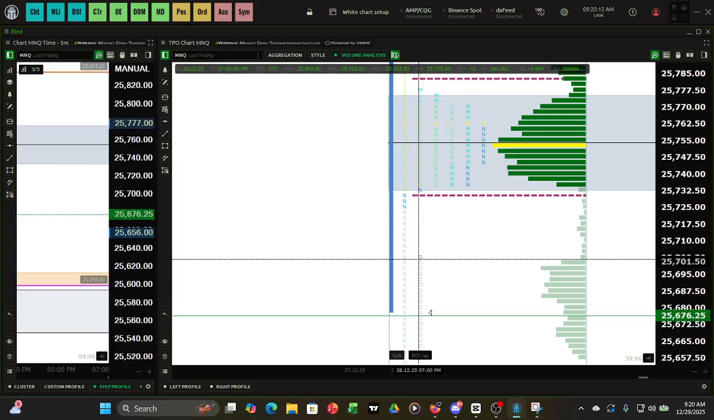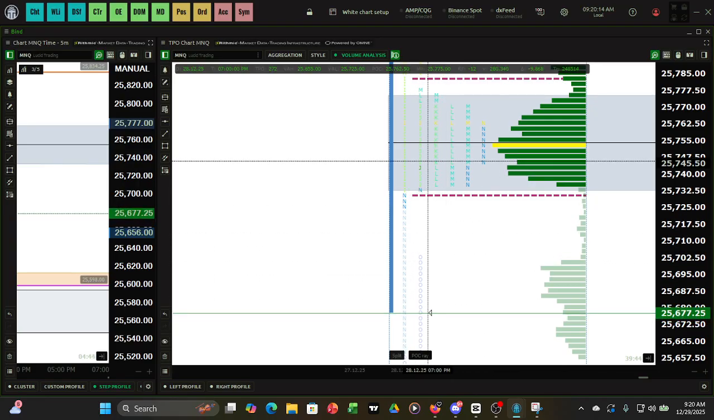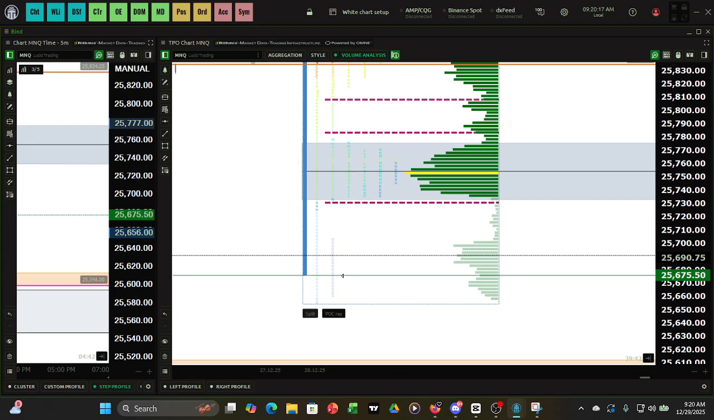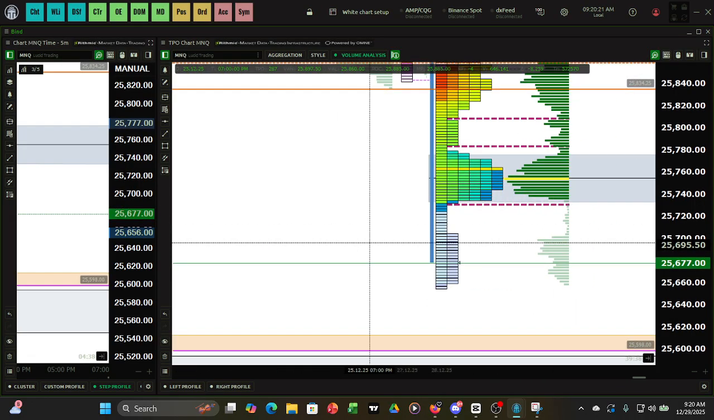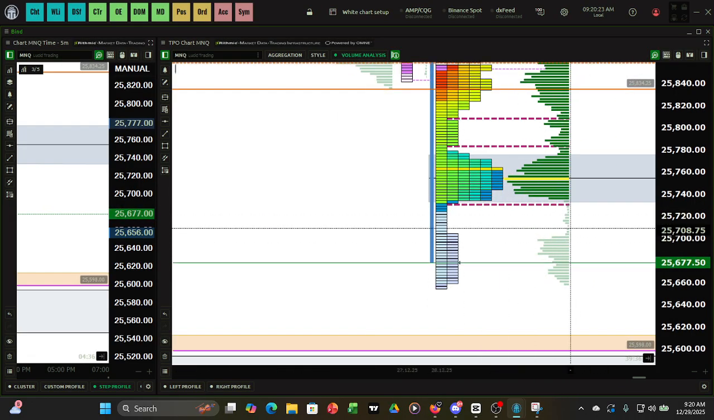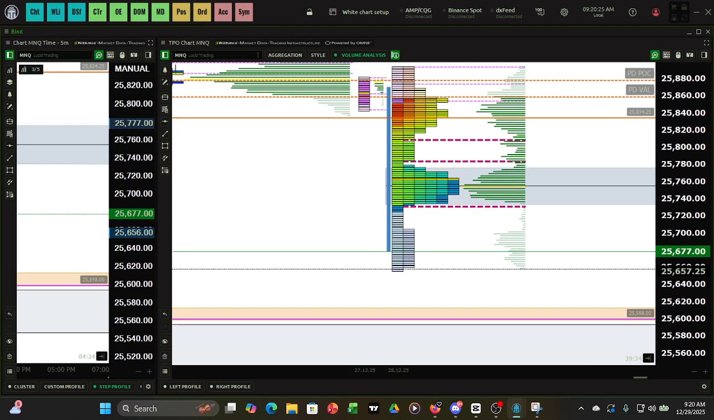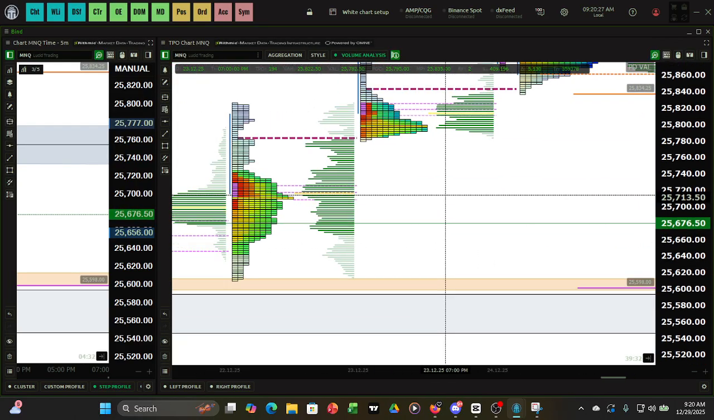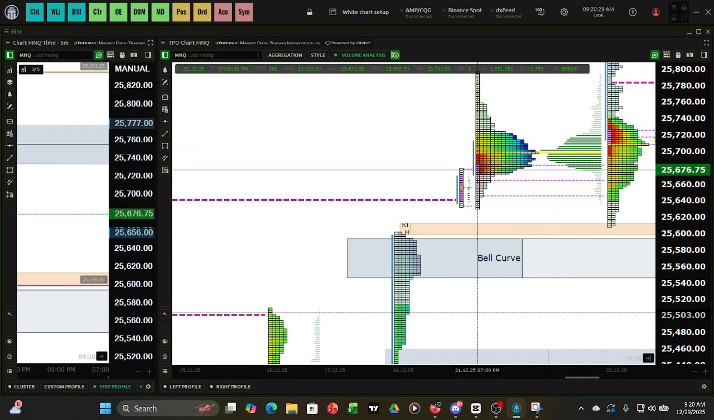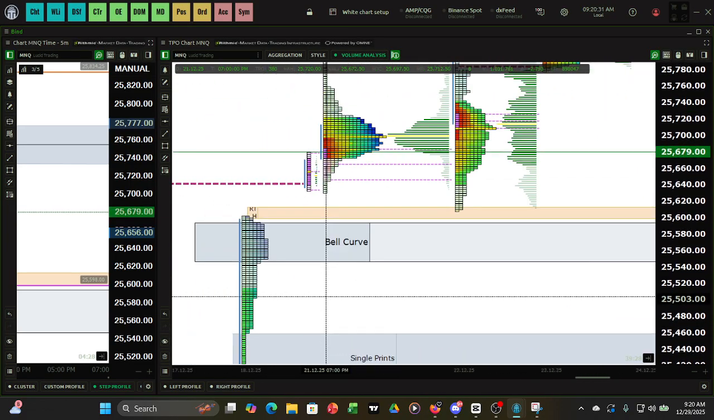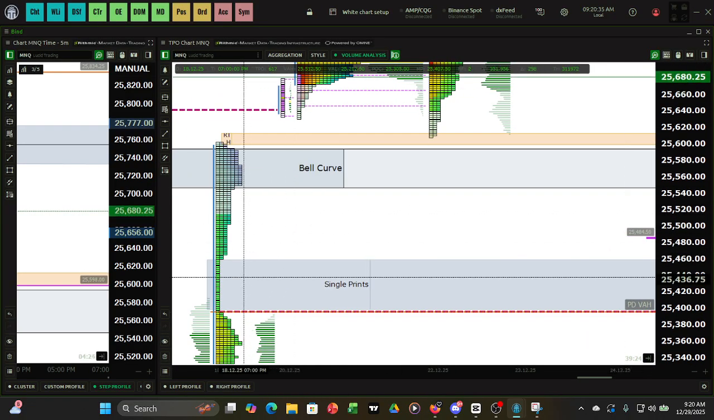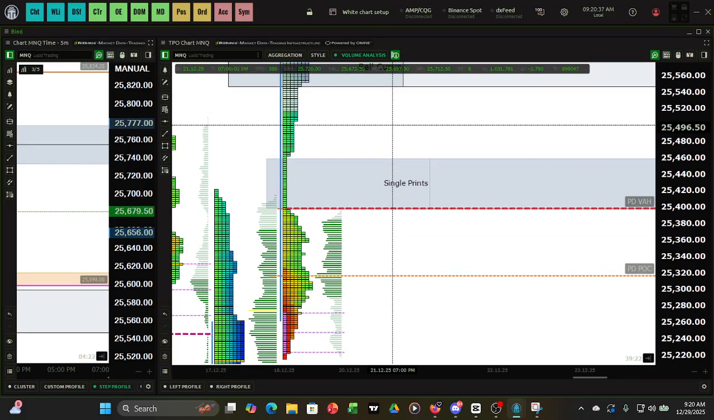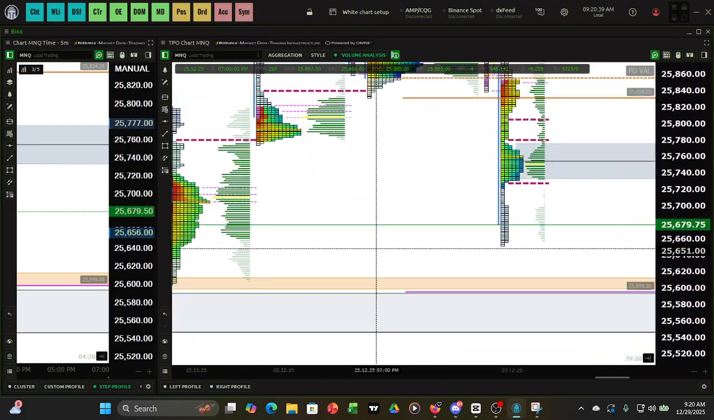Now when it gets here, it might reject out of it, or it might push up through it really, really quick. But that's a single print level. That's a very, very low volume area on the chart. So it could act as resistance or it could act as just thin air. So you don't see them very often on the chart. So you do want to notate them when they do happen, like the next is down here. But they don't really happen very, very often.